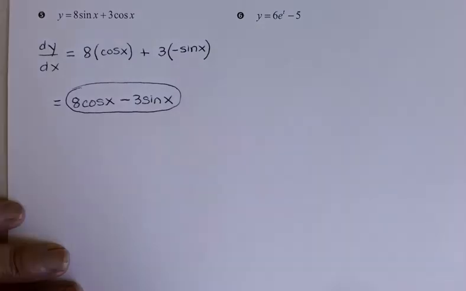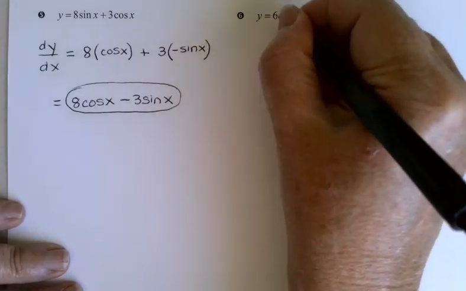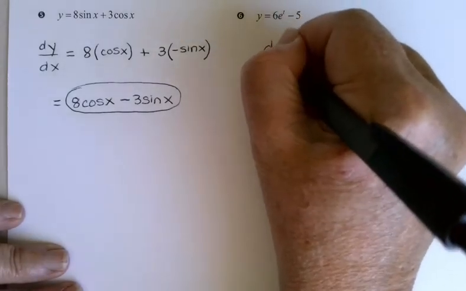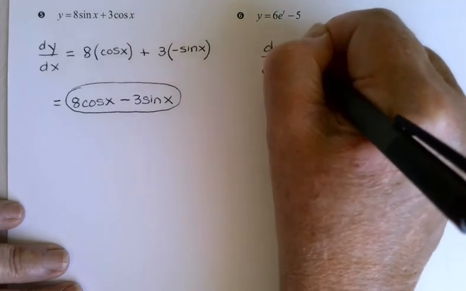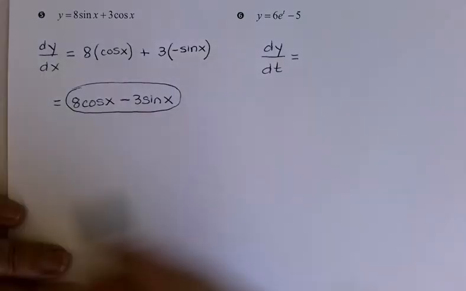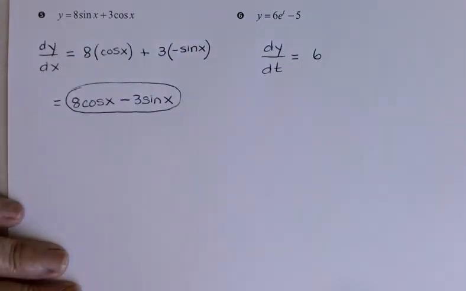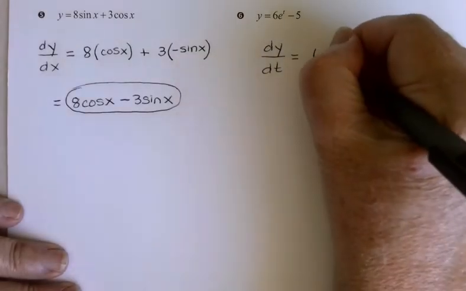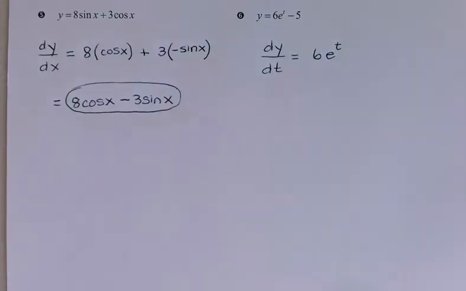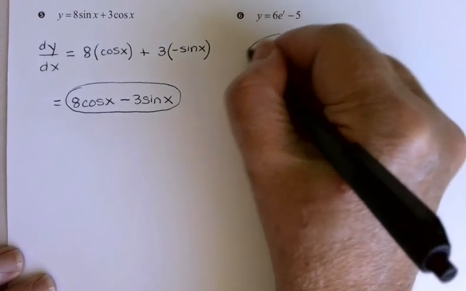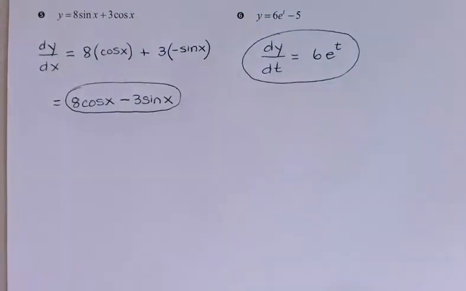All right, last one. This would be dy/dt for our independent variable. And I've got a constant multiplier of 6. The derivative of e to the t is still e to the t. That exponential function is the only one, again, whose derivative is itself. And the derivative of a constant term, 5, is just 0. So that's done. All right, that brings us to the end of section C.